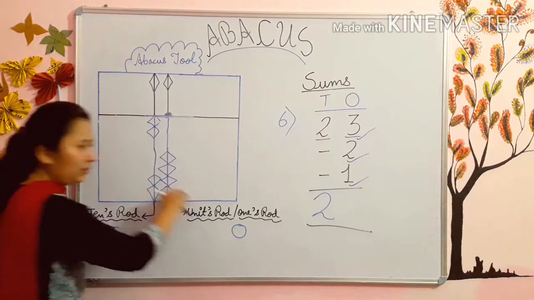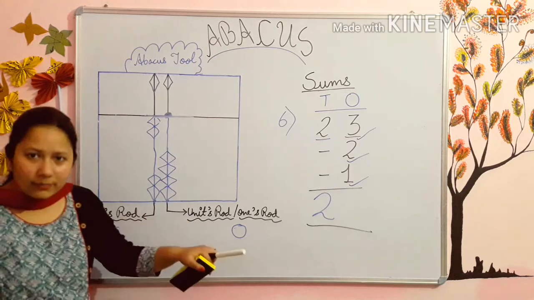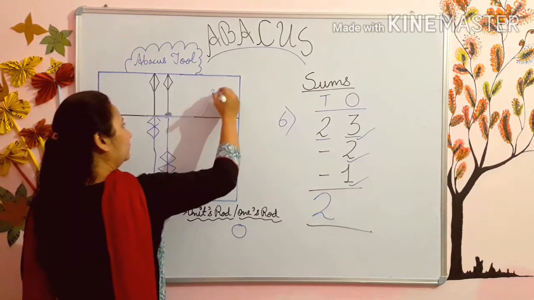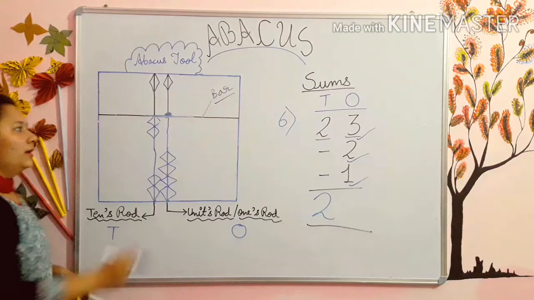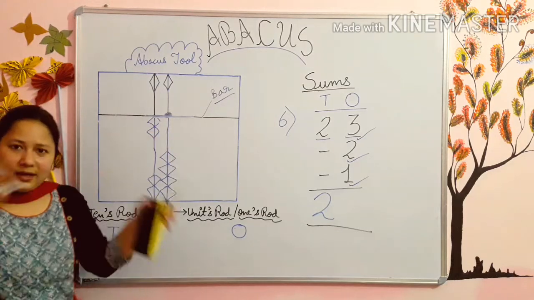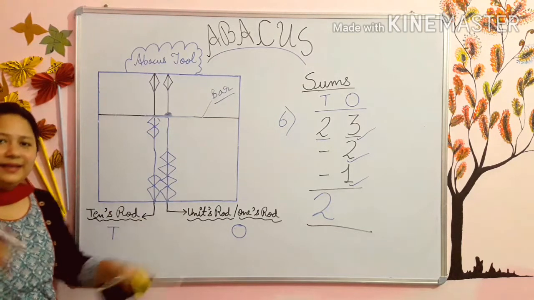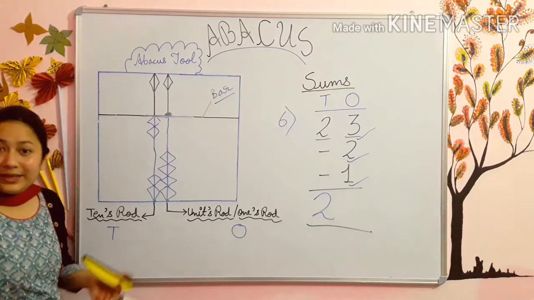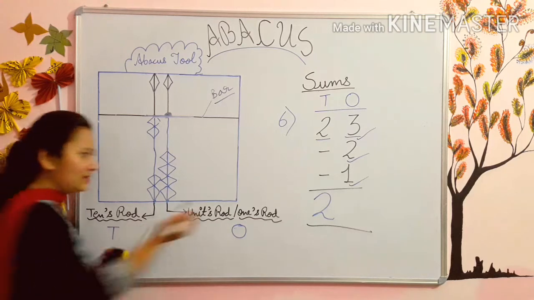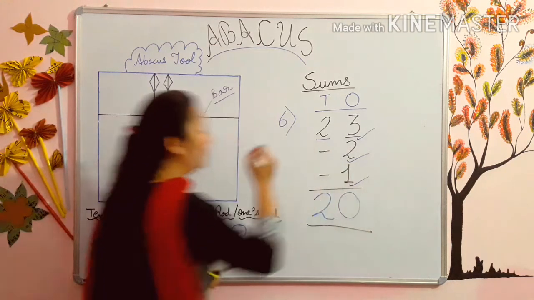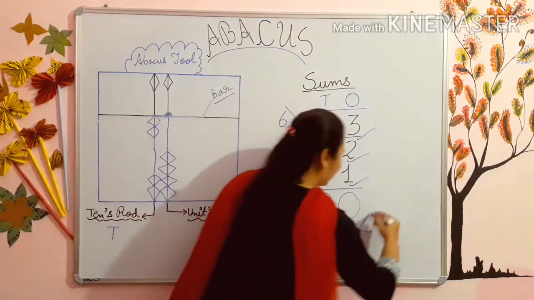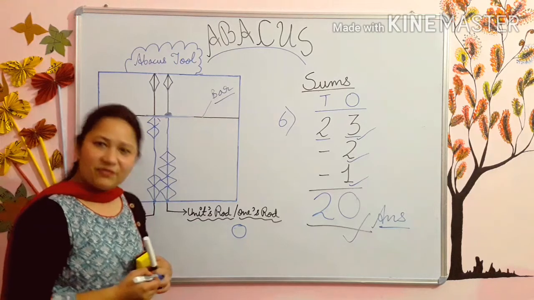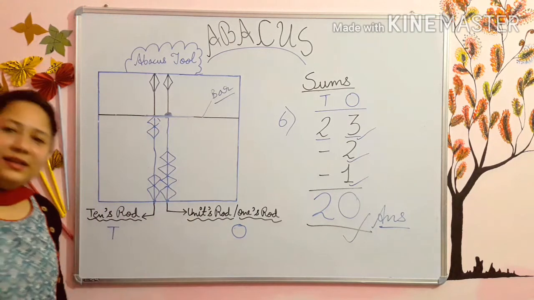This time they are down, ये नीचे हैं, so you will not count them because they are not touching the bar. This is bar. ये जो beads हैं ये bar को touch नहीं कर रही हैं, तो आप इन्हें count नहीं करेंगे. So see, any bead is there? Up? No. No means nothing. Nothing means 0. So your answer is 20. Kids, fine. Now we will go for our last sum.